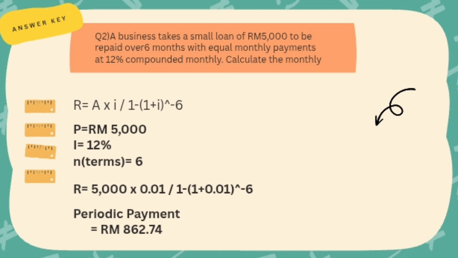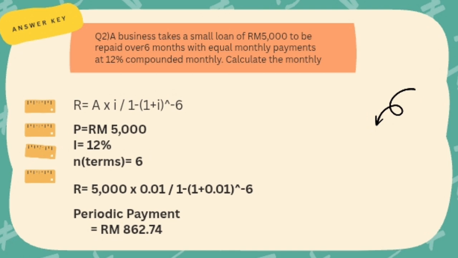I'm going to explain how I calculated the monthly payment for the small business loan. First, let's understand the question clearly. The business borrows 5,000 ringgit. The amount is the loan, or we call it the principal. The loan must be paid back over 6 months and the payments are equal every month. This means the business will pay the same amount each month, not more, not less.